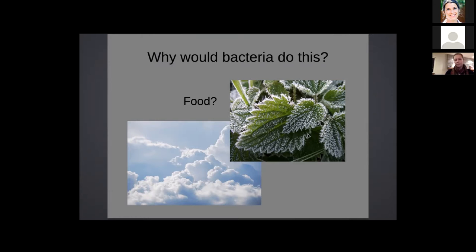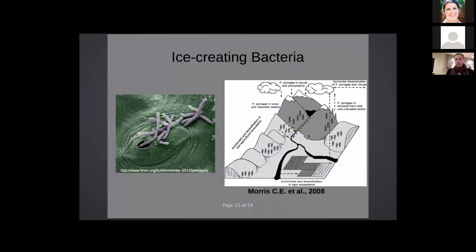The other hypothesis is transportation, right? So if you're a bacteria living on a leaf, and you get blown off by the wind and you get up, now you're in the clouds, how are you going to get back down? Well, if you can form an ice crystal, then you can become a drop of rain. If you can become a drop of rain, then you can fall back down onto the crops that you like to live on. So that's the second hypothesis about why these bacteria are doing this.